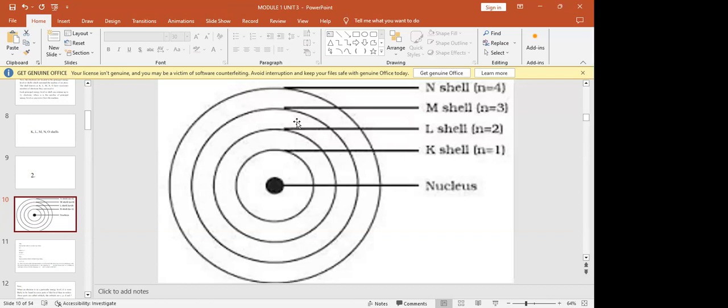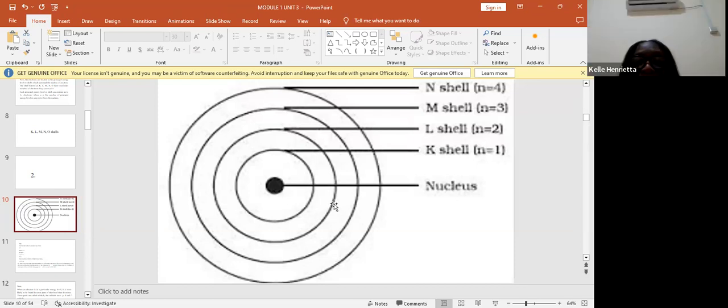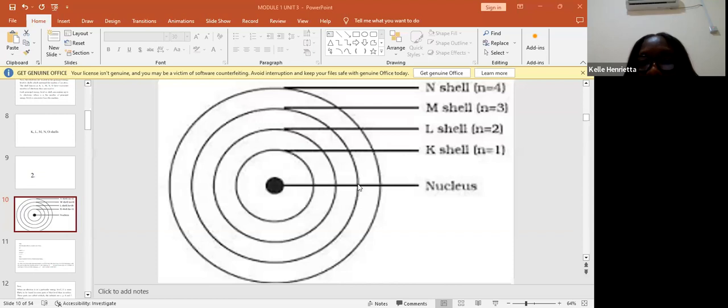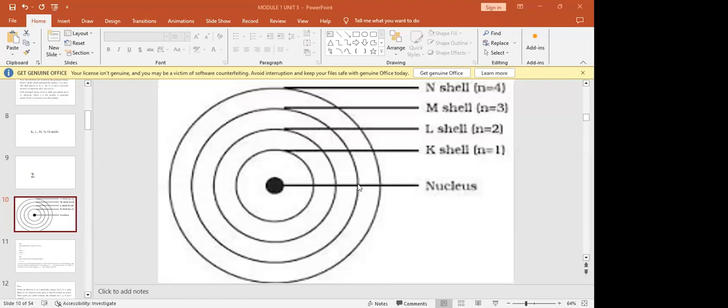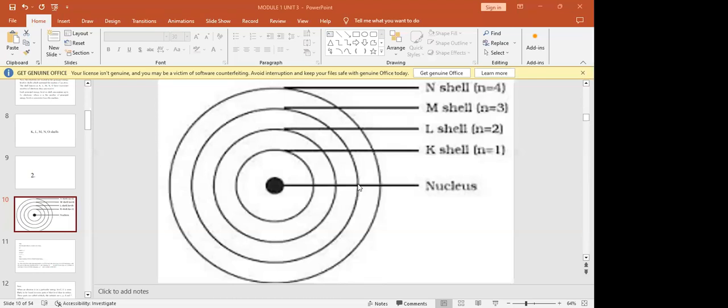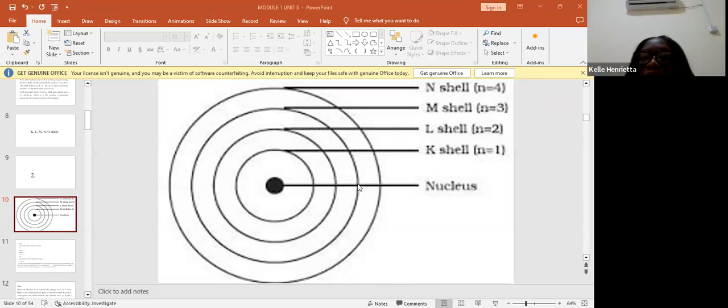I come again. I said that the atom of every element is made up of 3 particles: the protons, the neutrons, and the electrons. And the protons and the neutrons are found. Usman, Dan Ladi. Usman, Dan Ladi. Yourself. What's wrong with this one?